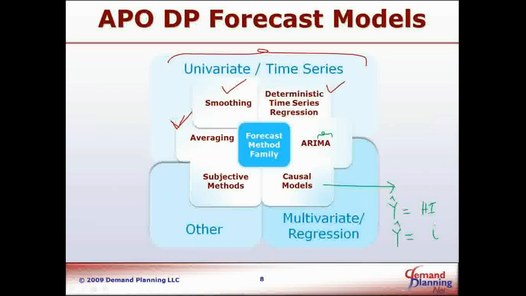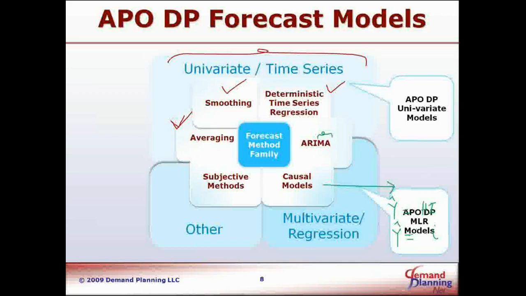Like, for example, forecasting your sales as a function of, let's say, the heat index, right? How hot it is, average monthly temperature. That's a causal model. Forecasting your sales as a function of the economy, or interest rates or something like that, that's a causal model. Now, SAP can do that to a limited extent.